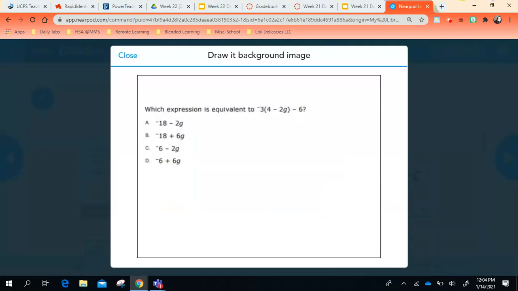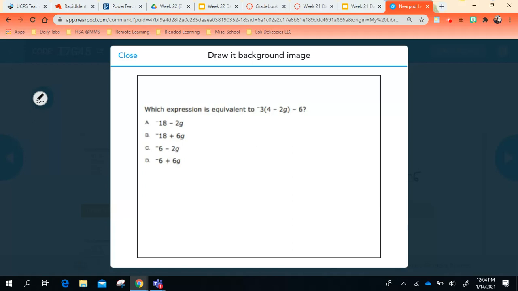Okay, so let's go ahead and look at this one. This is what a lot of your classwork is going to look like, so I do recommend having this one in your notebook as well. Which expression is equivalent to negative 3, parentheses 4 minus 2g, minus 6? This parentheses tells me I'm going to start off by doing what? Multiplying, or distribution.